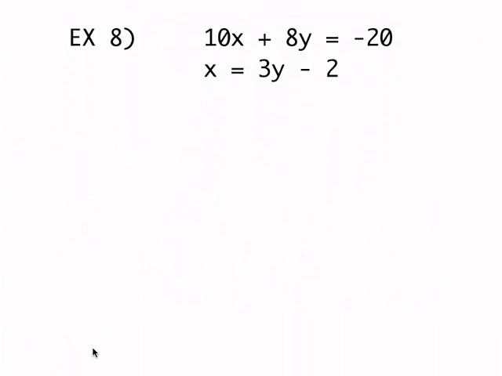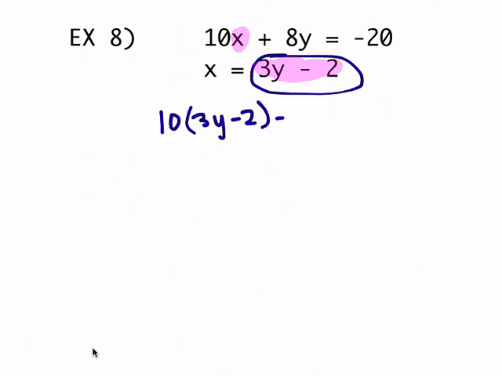All right, so on this one, we have x by itself, so x is equal to 3y minus 2. So what I'm going to do is replace this x with 3y minus 2. So 10, replace x with 3y minus 2, plus 8y equals negative 20.